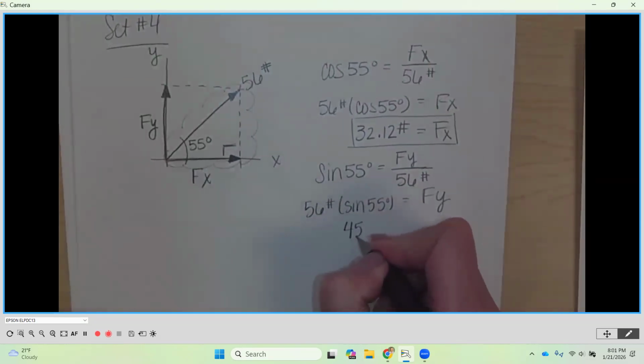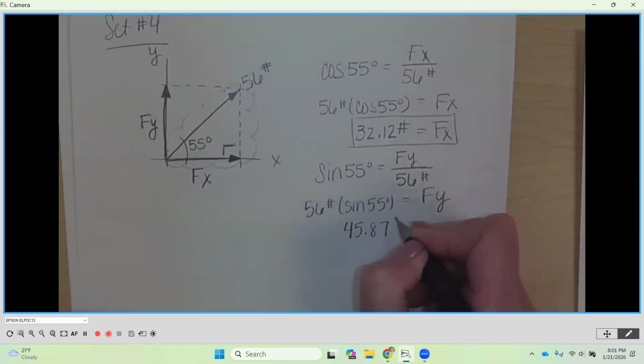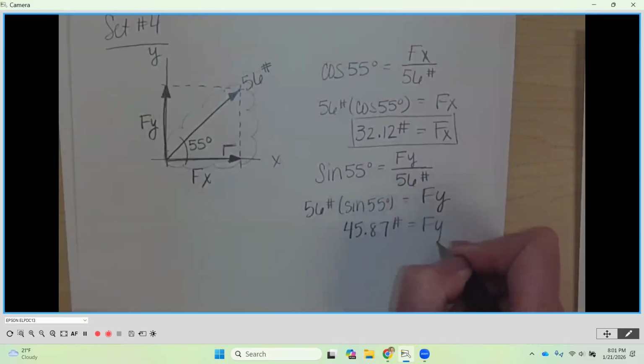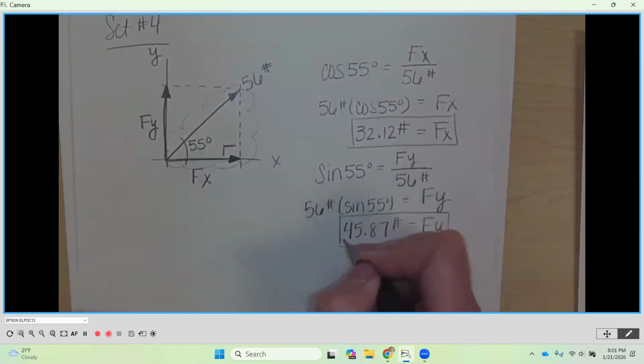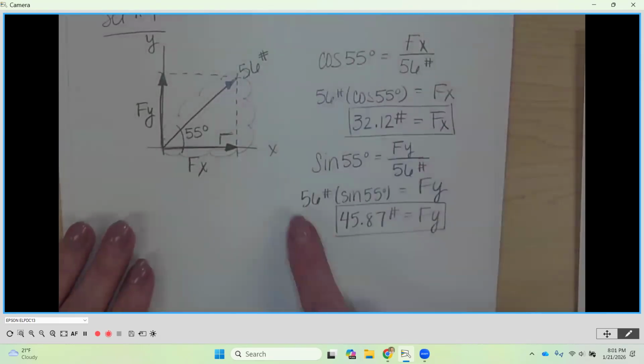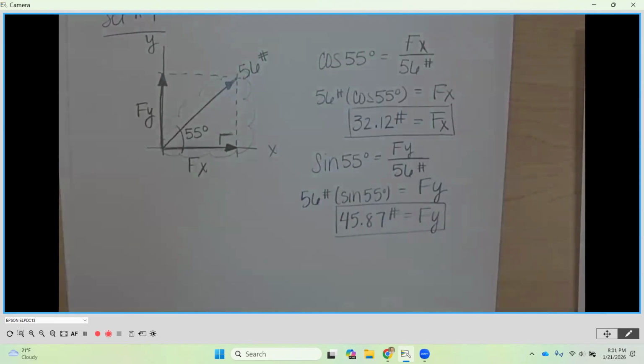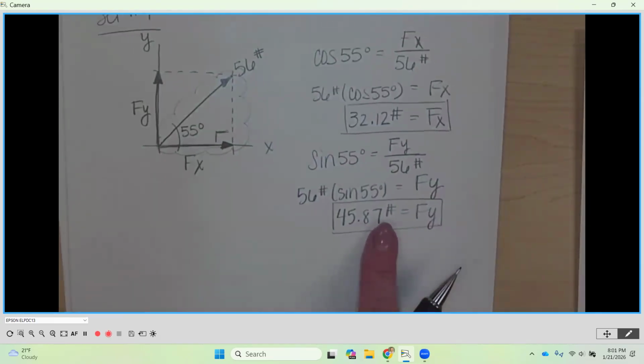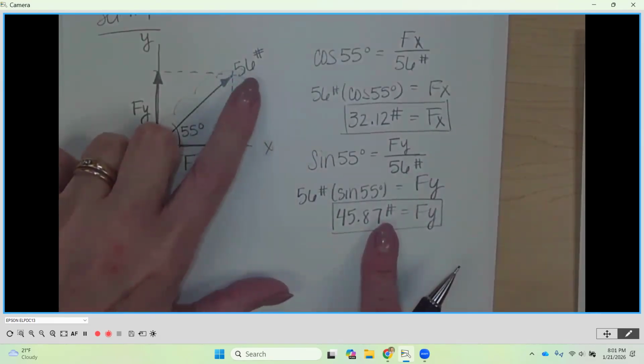Should get 45.87 pounds is equal to Fy. That sound familiar? So when you show the work here, you're going to show what we see over here on the right-hand side using the sine or the cosine for X and Y. You're going to make sure that each one of these answers has the units, and the units are going to come from whatever the hypotenuse was.